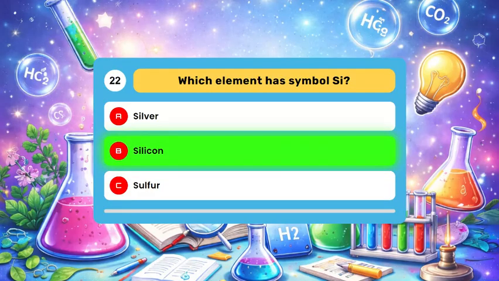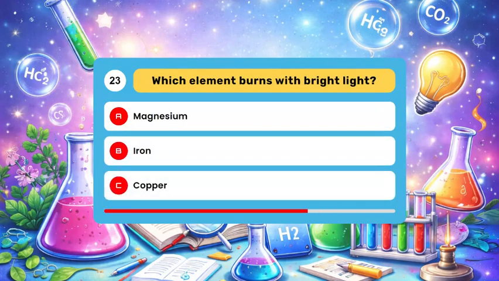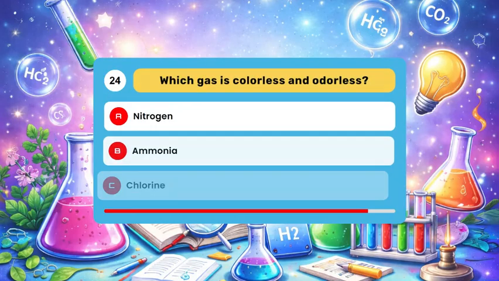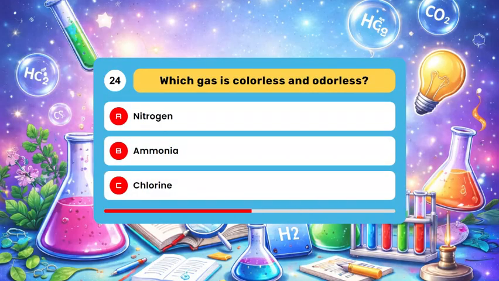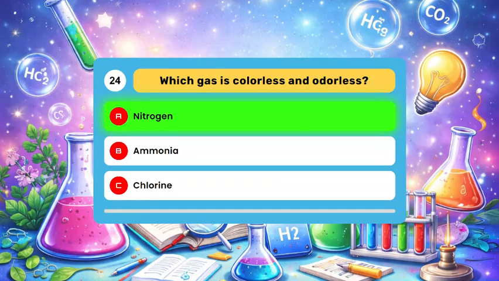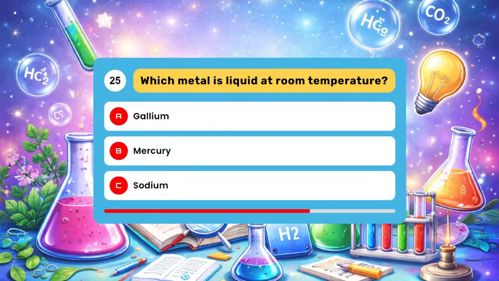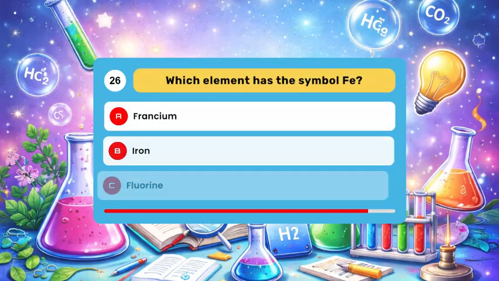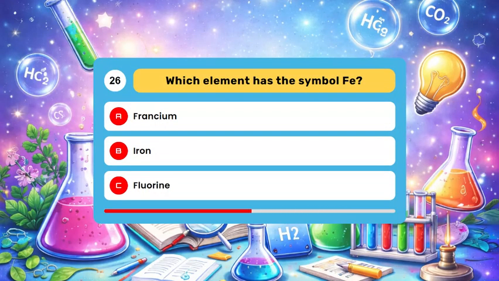Silicon. Which element burns with bright light? Magnesium. Which gas is colorless and odorless? Nitrogen. Which metal is liquid at room temperature? Mercury. Which element has the symbol Fe?